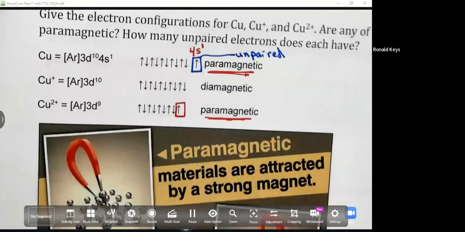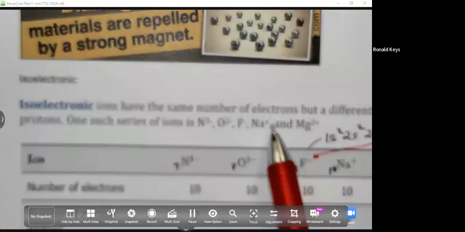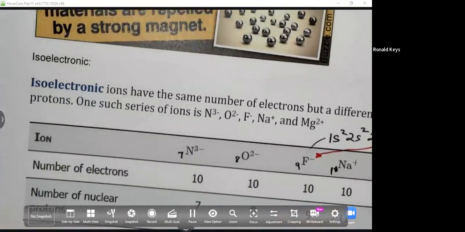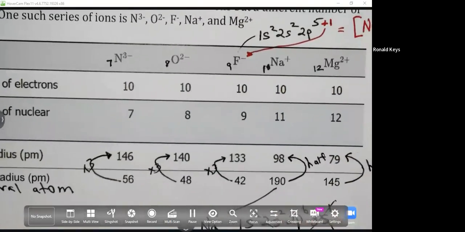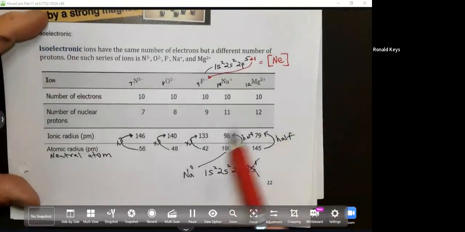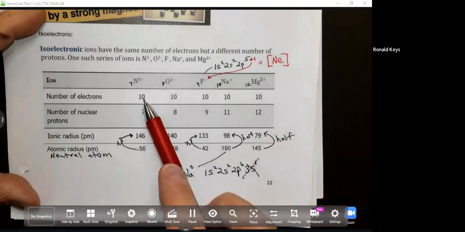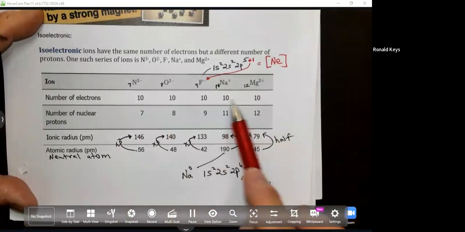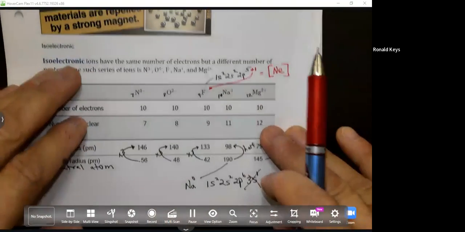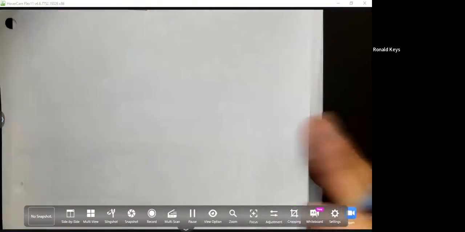Then I think it finishes off with this isoelectronic, where again, the number of electrons are the same, but different numbers of protons. The number of electrons here, we say all of these are isoelectronic. All of these have the same number of electrons. So let's see, we got one problem, two problems from our.